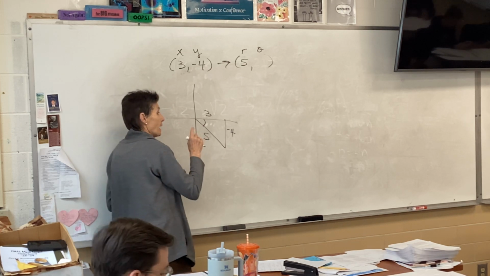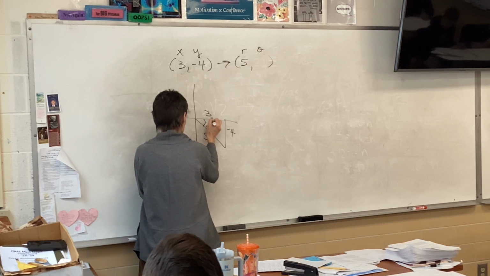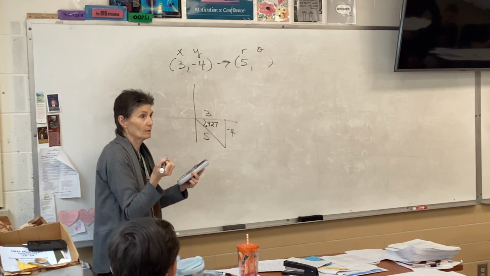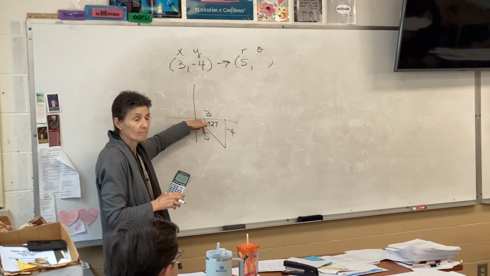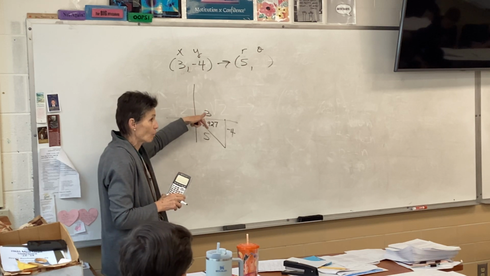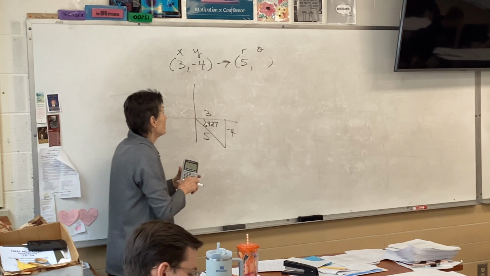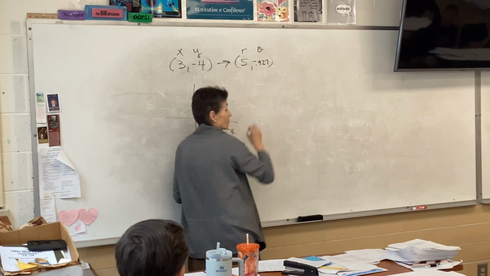Now, I didn't put the negative in. I found this angle to be 0.927. If you do put the negative in, you're going to get negative 0.927. Same thing, right? I'm just drawing a picture of it in quadrant 4, so that angle will be negative. Now, some of you wrote negative 0.927.